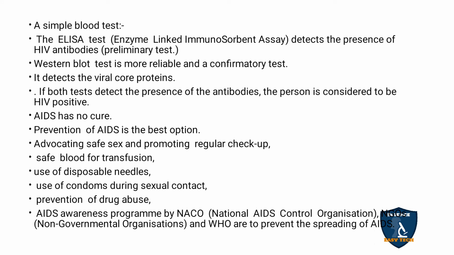Now, how is the HIV test done? A simple blood test can be done. The first one is the ELISA test, enzyme-linked immunosorbent assay. It detects the presence of HIV antibodies. It is a preliminary test. Western blot is a more reliable and confirmatory test. It detects the viral core protein. If both tests show positive for HIV, that is, the HIV virus is in the person's blood, then the person is considered an HIV positive patient.